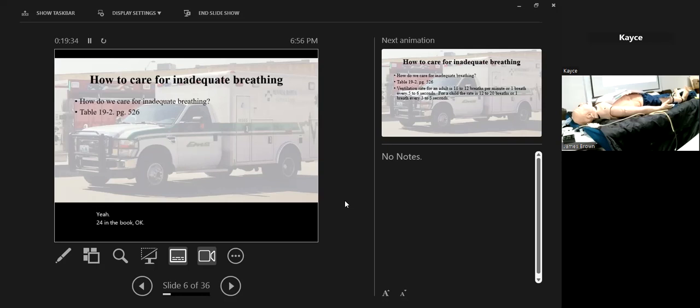What page is that on? Because I don't remember. I remember seeing it. Okay, it might be in one of the other chapters. Yeah, it was in one of the other chapters. Okay, yeah, so anything below 10, anything above 24, considered inadequate.